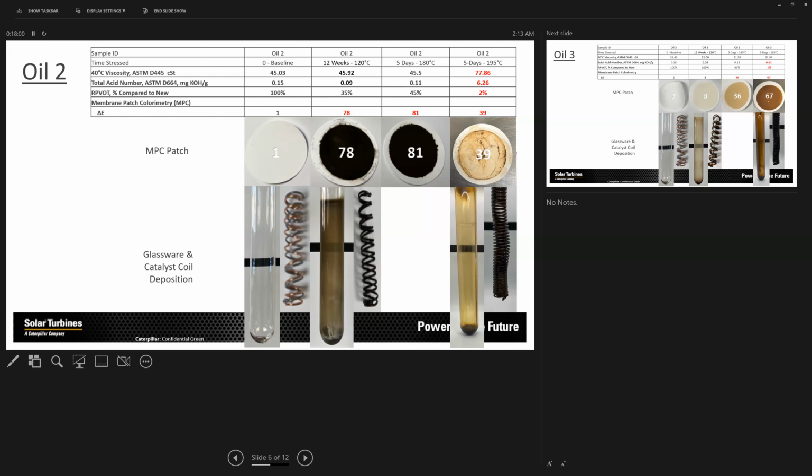So while the viscosity and the TAN still remain fairly low at the end of the 12 weeks, we are seeing that the antioxidants are being consumed at a pretty rapid rate. So we are left with 35% at the end of the test.